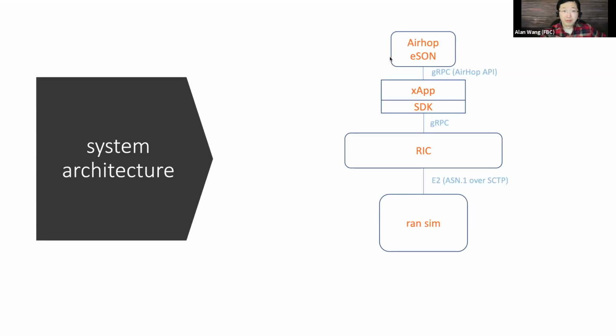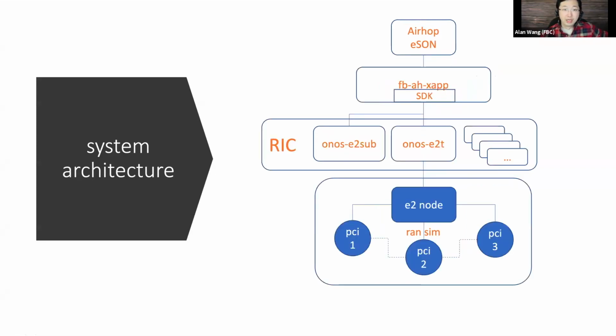We have the ONF RIC platform in the middle here. And we have a RAN sim, which speaks E2 to the RIC. We have the SDK, we have the xApp, and we have the Airhop ESON. So let me zoom in a bit and show you what's inside, what they do.